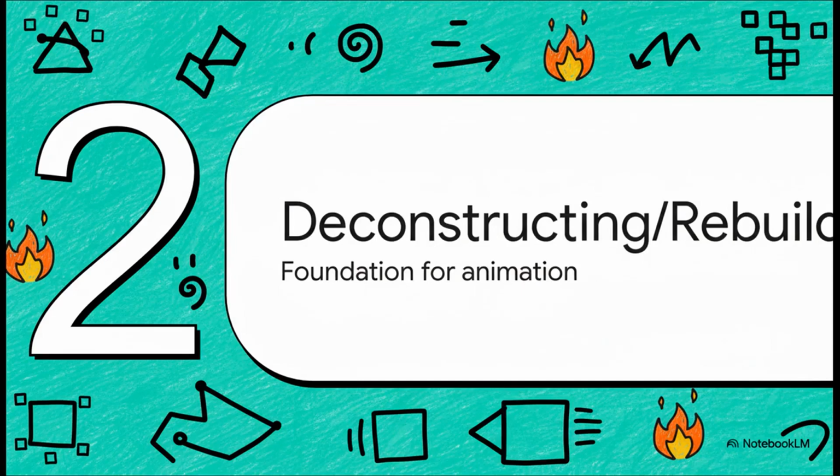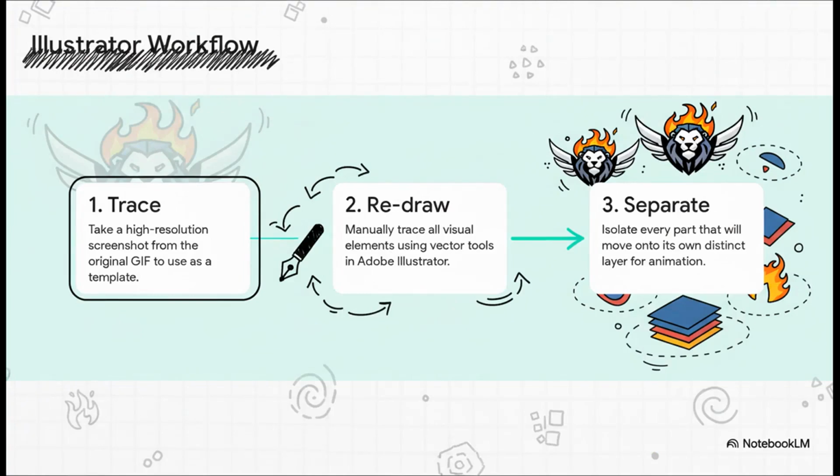Okay, so now we get to the really interesting part. You see, the entire animation, all the cool flashy stuff, it all hangs on this one super important first phase, rebuilding the static logo from scratch. It's simple, right? You can't animate something you don't actually have. So the whole thing starts in Adobe Illustrator. First step, he just traces over that screenshot. Then the real work begins.